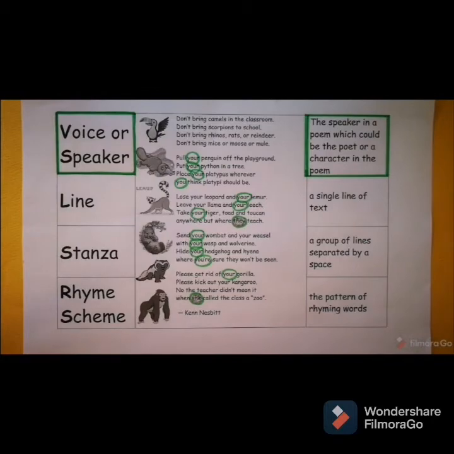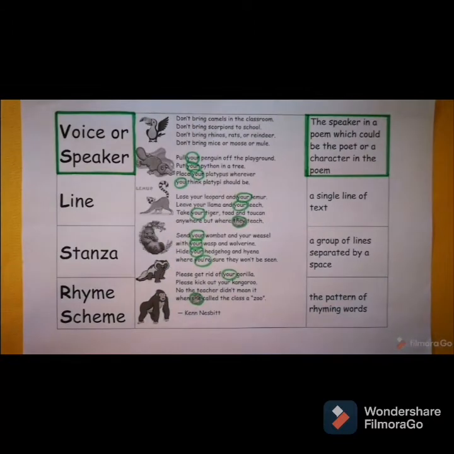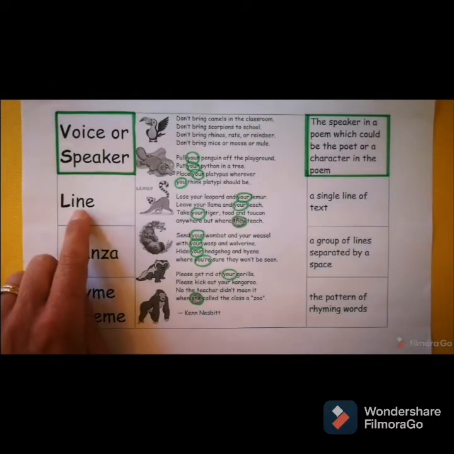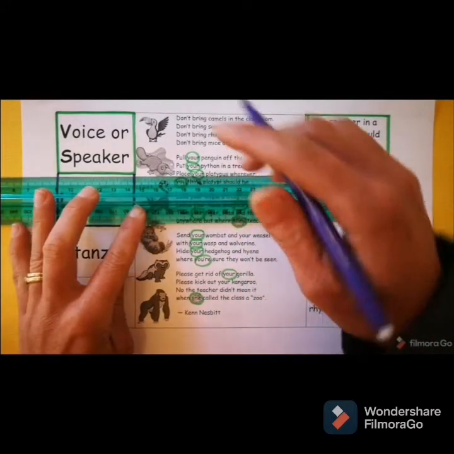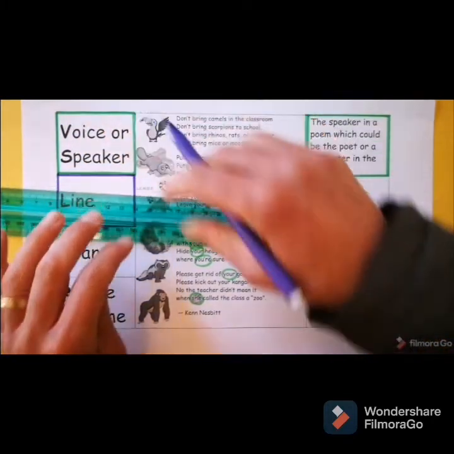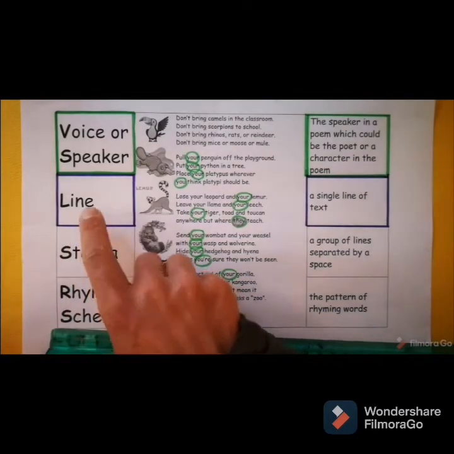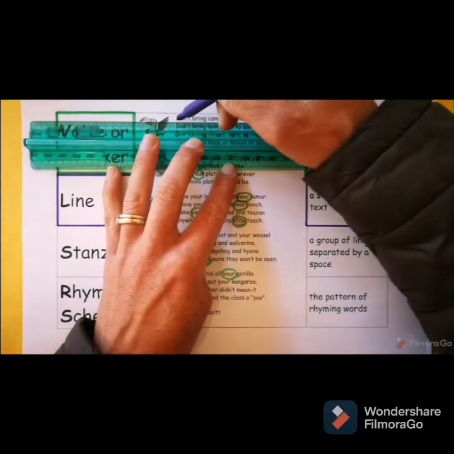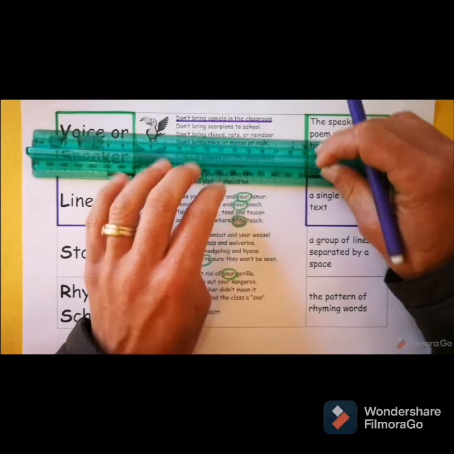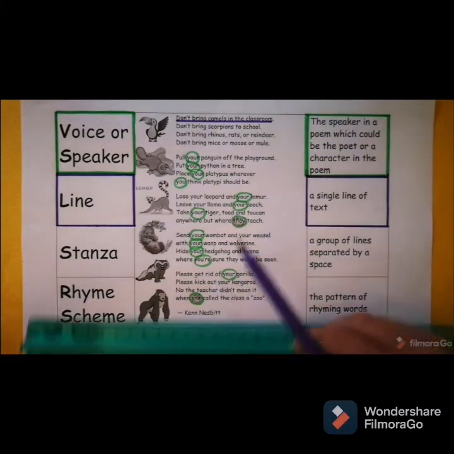Take out your next color now. I'm going to take purple, and let's go on to the next part, which is the line. Take your color and outline that rectangle or that block in another color. Let's read it together. It says, the line, a single line of text. I'm going to then underline one line in the poem. And now I'm going to count 1, 2, 3, 4. So let's underline them all.